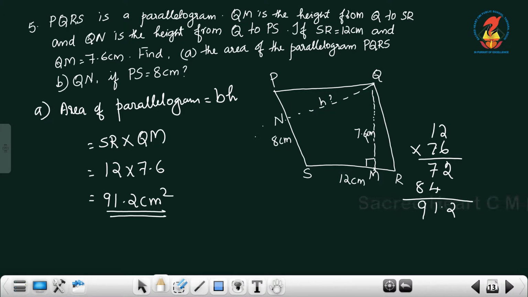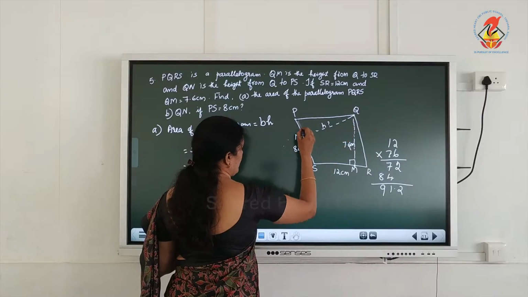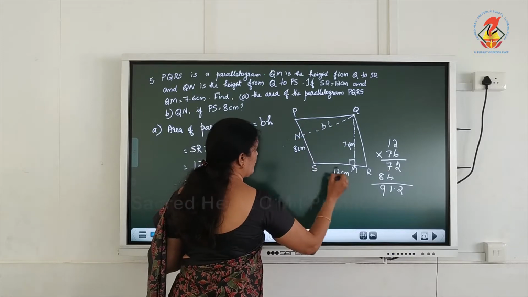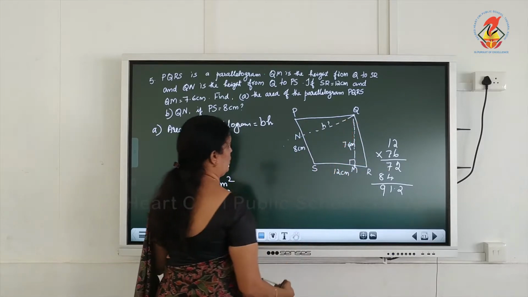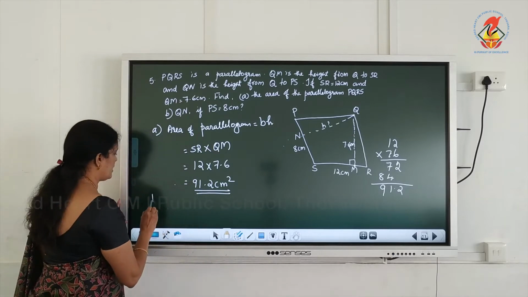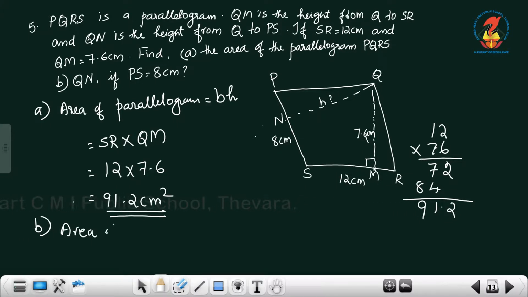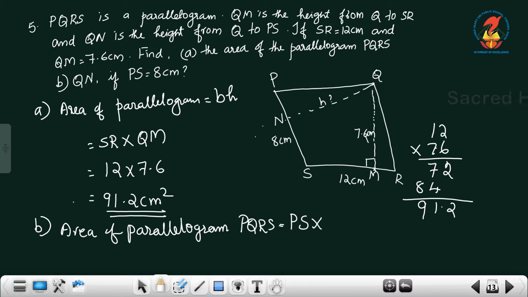Okay, second question, this is the area. Using this area we can calculate this QN, because PS into QN equal to the area of the parallelogram PQRS. Okay, again we can write area of parallelogram PQRS equal to, this time you should consider which side? PS. PS into, what is its height to that side? QN. PS into QN.